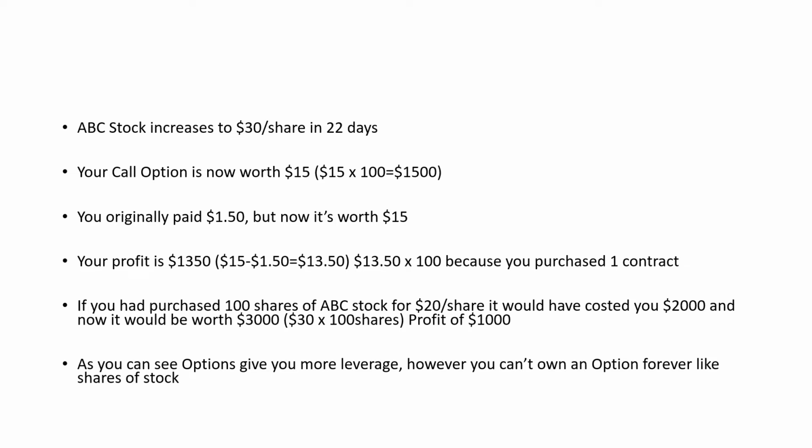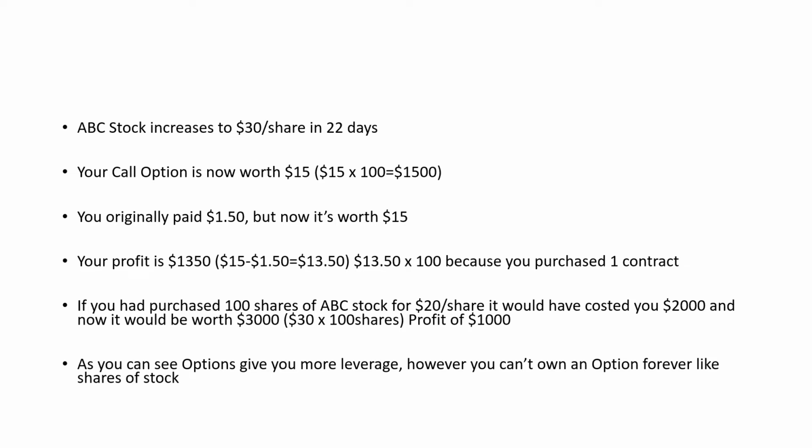So let's say ABC stock increases to $30 a share, and it does that within 22 days. Now you have 45 days to expiration. So within 22 days, now ABC stock is worth $30 a share. Of course, now this is great news. So now your call option is now worth $15.